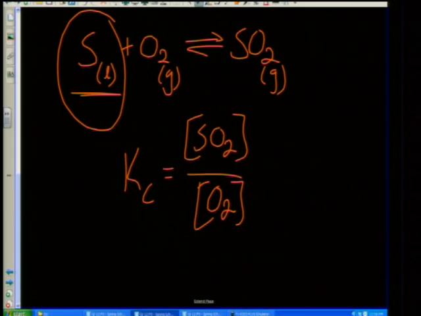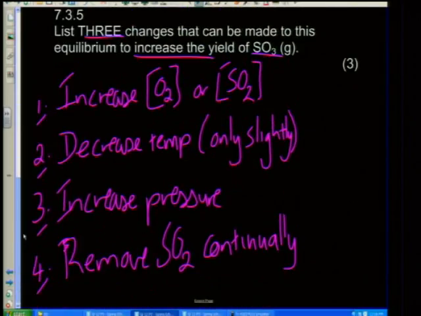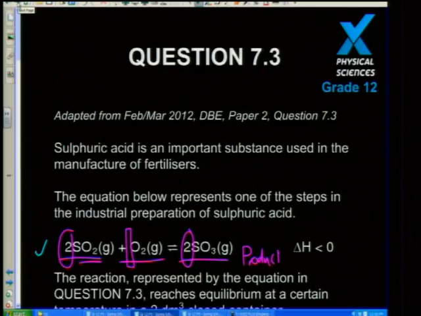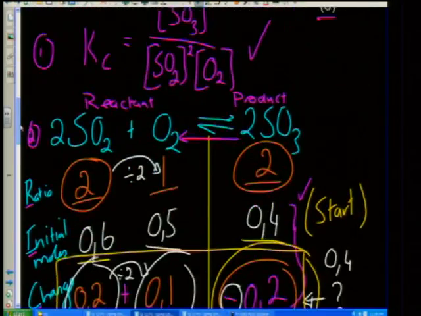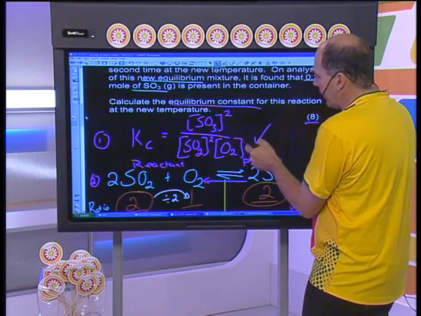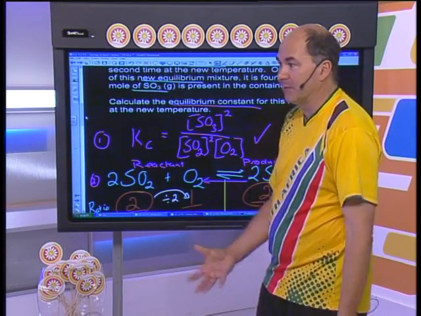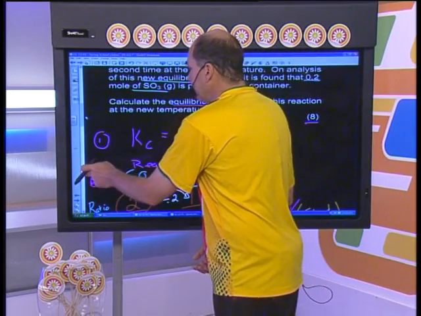Now, there was one other question from Facebook that I just wanted to go through. When you look at your Kc expression, I was asked when I wrote this down, why didn't I square the oxygen? Why didn't I square the oxygen? And I thought, oh, I've slipped up. I've made a mistake, but I didn't.